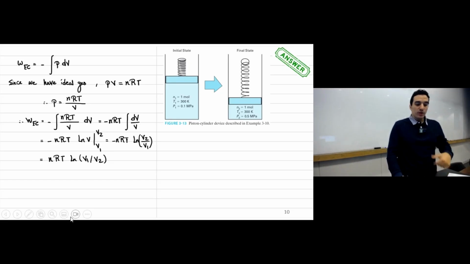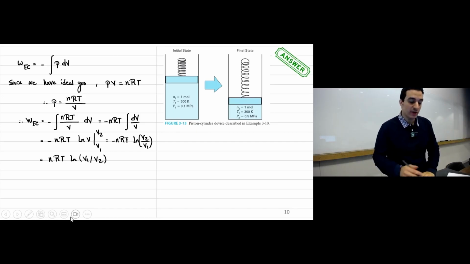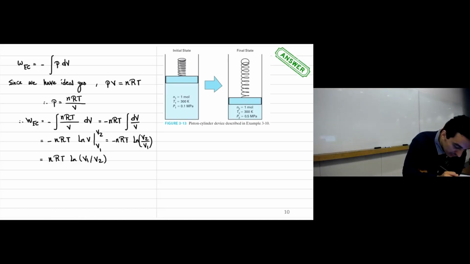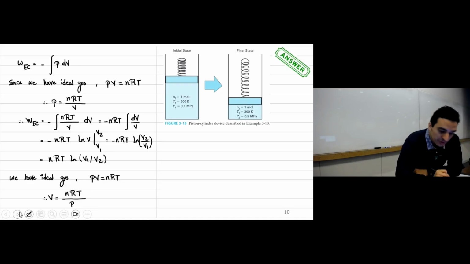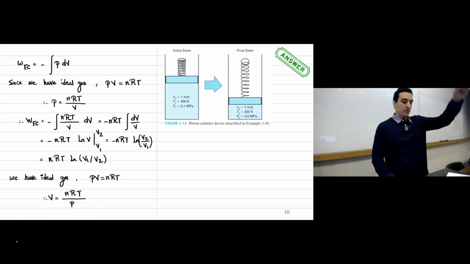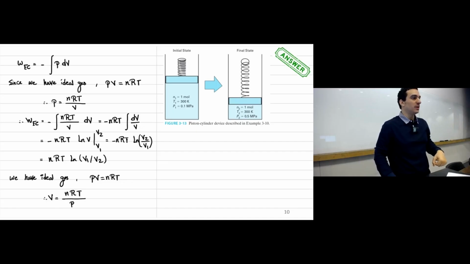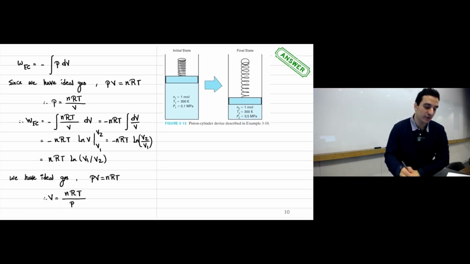Okay. So the key now, I don't have the value of V1. I have N1, I have T1, I have P1. But I have no idea about what is the value of V1. Similarly, I have nothing to know about V2. But again, we have ideal gas. So again, this means PV equals nRT, or we have V is nRT over P. So V1 will be N1 R T1 divided by P1. V2 is N2 R T2 divided by P2.